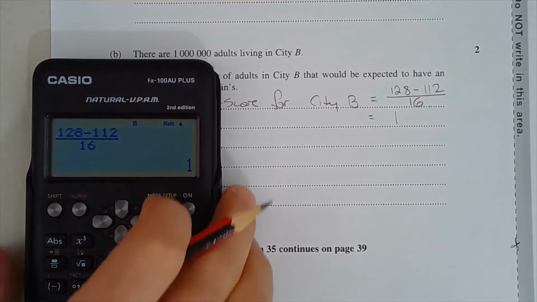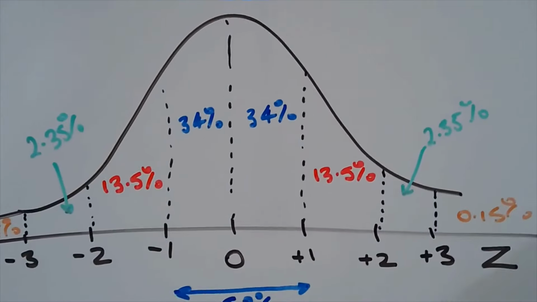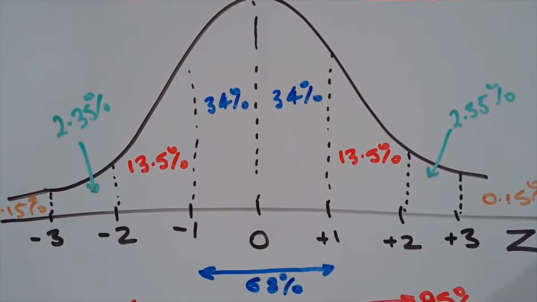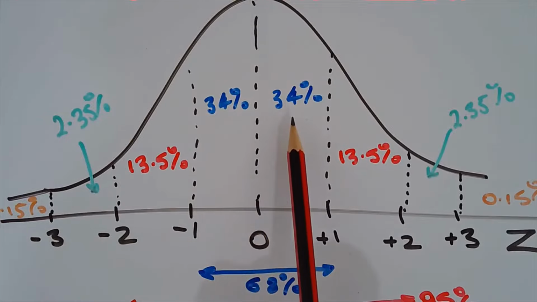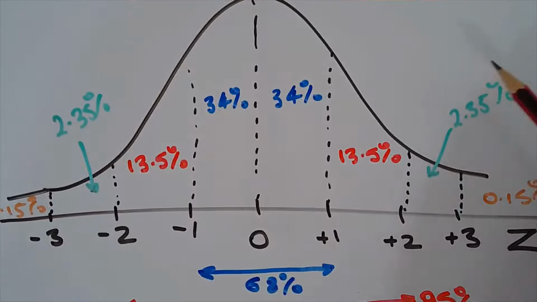That's a very convenient Z score. So if we look at our bell curve, there's our standard deviation of 1. Now 50% of the data lies from 0 all the way to negative infinity, but we're adding another 34% to 50%. So that'll be the percentage of adults that are under a Z score of 1.